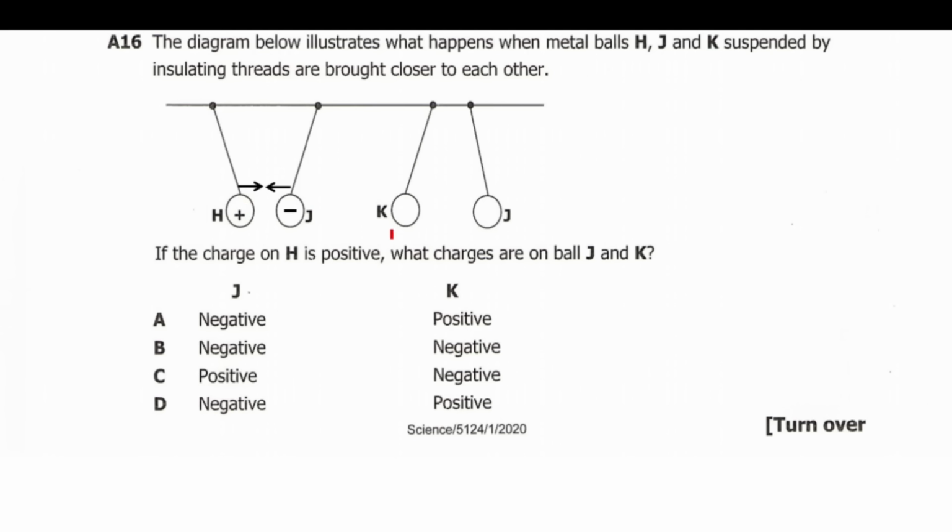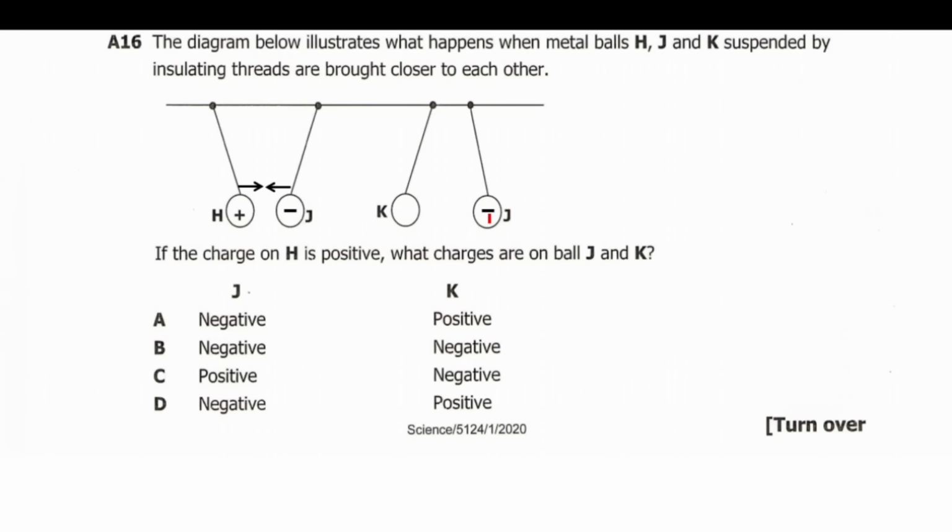Then when we go to this second diagram, what we are seeing is that these threads are not moving inward but outward. And the distance between K and J is wide. So it shows that there's a repulsion here. These are repelling each other. Now, since they are repelling each other, and we know that J is what? Negative, because here J is negative, here it will also be negative.